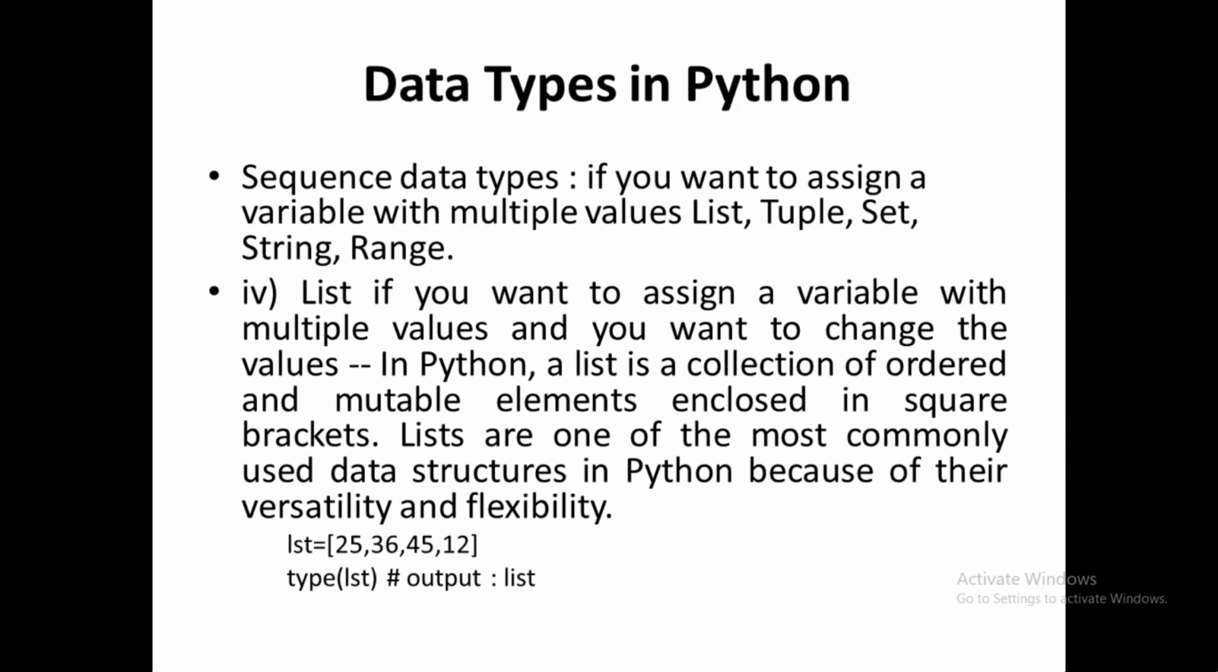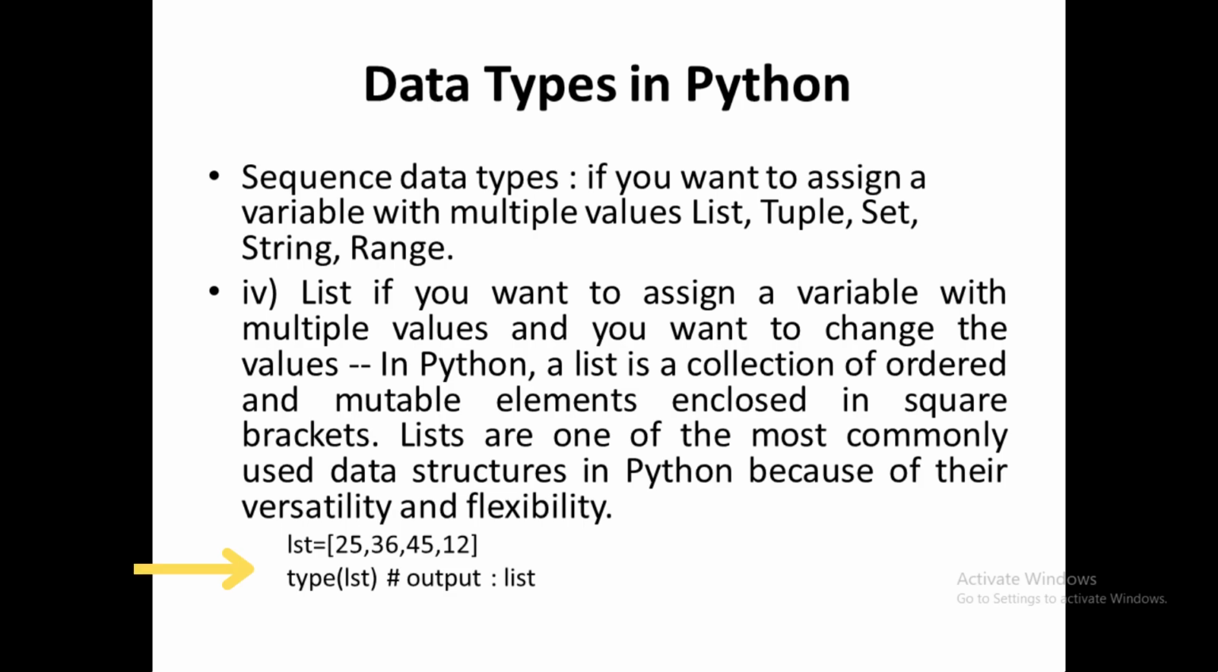Okay, these are the different sequences in Python. First one is list. I told you, a list will be enclosed inside the brackets. If you want to assign a variable with multiple values, and you want to change the values, then you will be using a list. Lists are mutable, and tuples are not mutable.